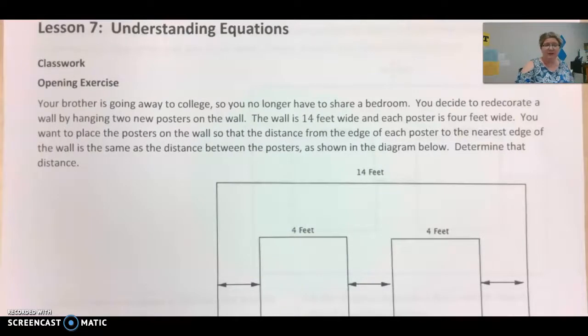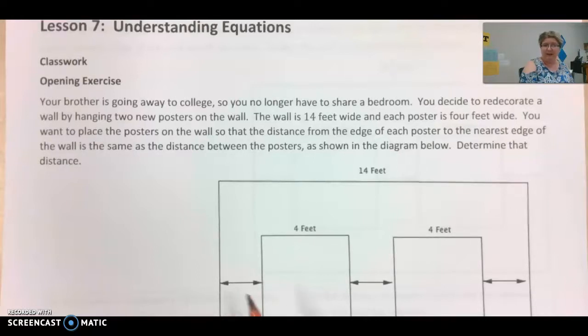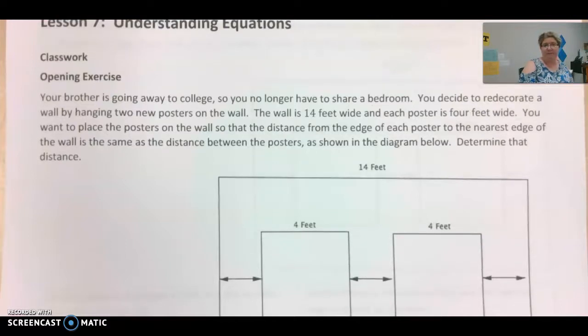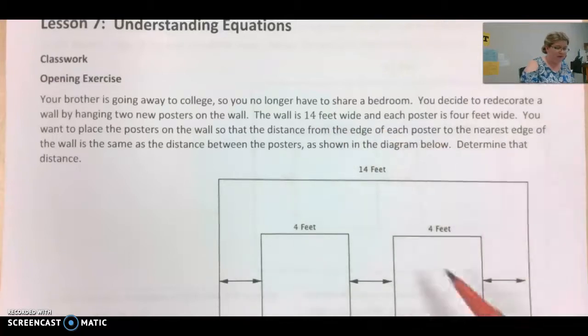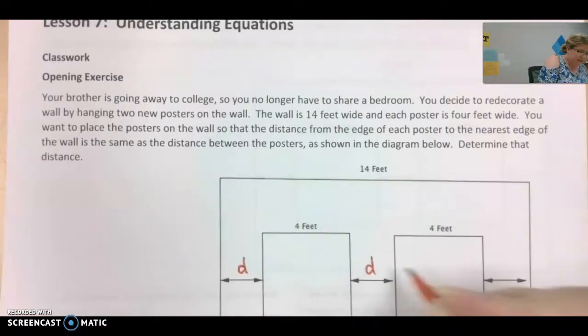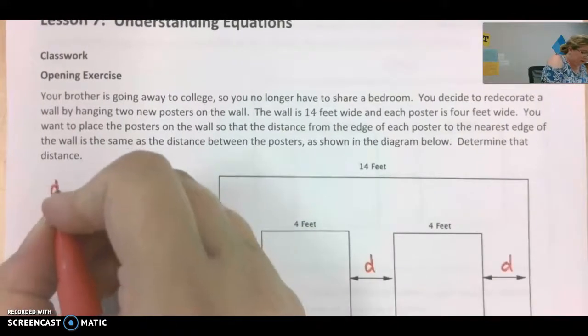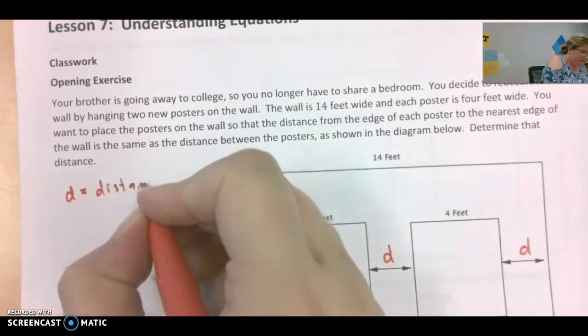You want to place the posters on the wall, so the distance from the edge of each poster to the nearest edge of the wall is the same as the distance between the posters, as shown in the diagram below. Determine that distance. So we're going to call that distance D. So D represents the distance.